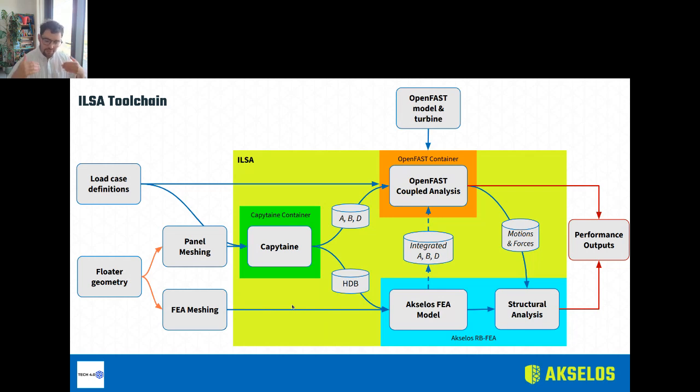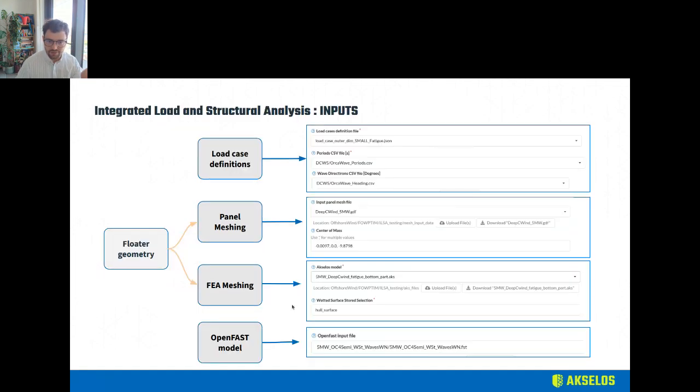On top of that, we have an extra set of inputs, actually a single input, which is the definition of the load cases. This is an input file that contains all the load cases and all the different parameters of these load cases. These OpenFAST and Akselos models are very data rich, but we think that's an asset, because it means the user can prepare their Akselos and OpenFAST models. Once these are prepared on test cases, they're ready to run for the full DLC analysis, which is exactly what the ILSA toolchain is designed to do.